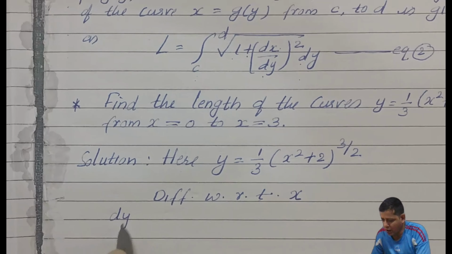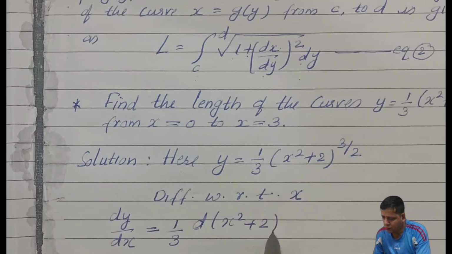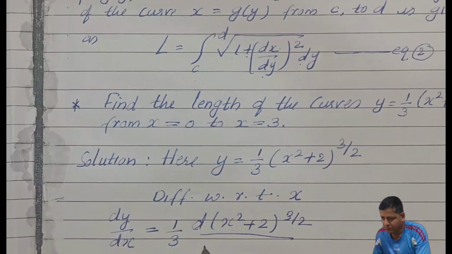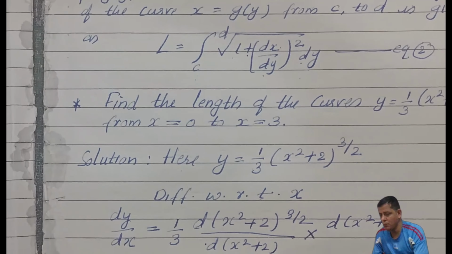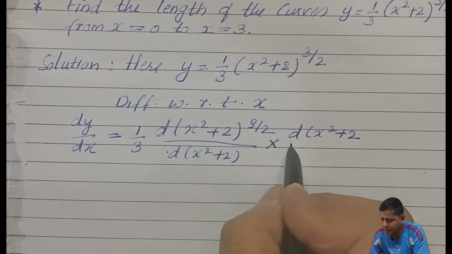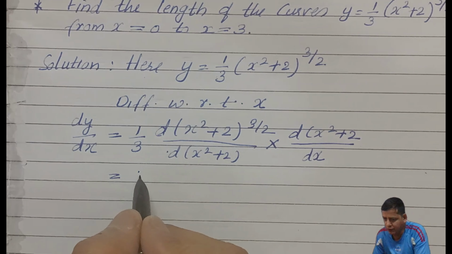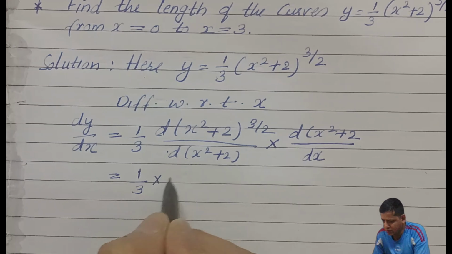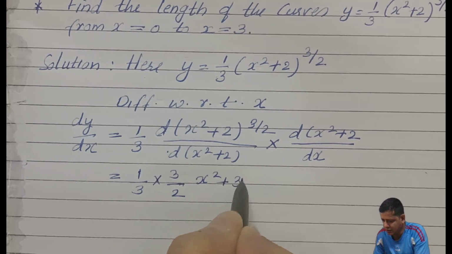So now the equation becomes dy/dx = (1/3) d/dx of (x squared plus 2) to the power of 3/2, times the chain rule, d/dx of (x squared plus 2). Now if we simplify this, we get 1/3 into 3/2. This 3/2 comes in front, and the same value comes over here, (x squared plus 2).